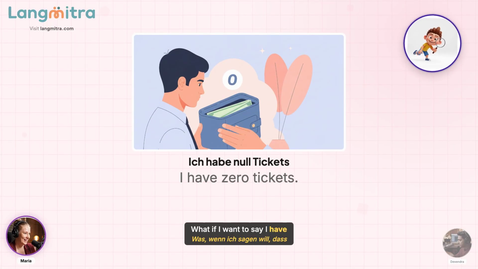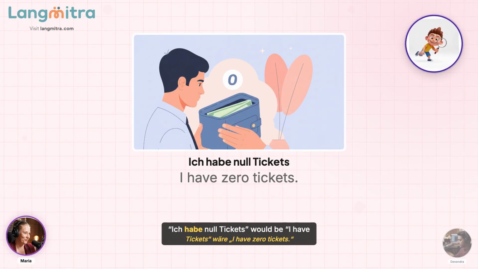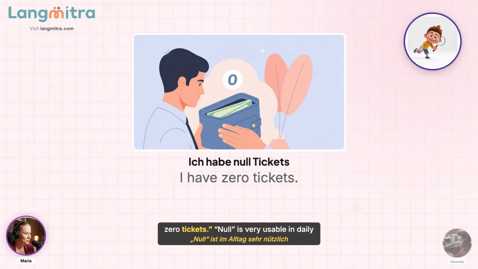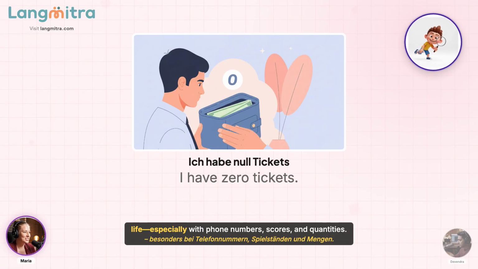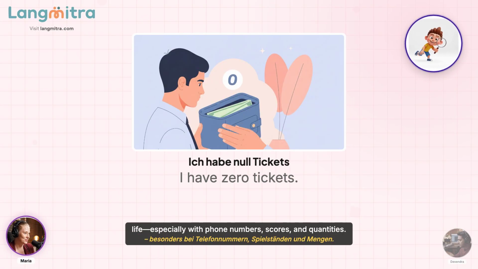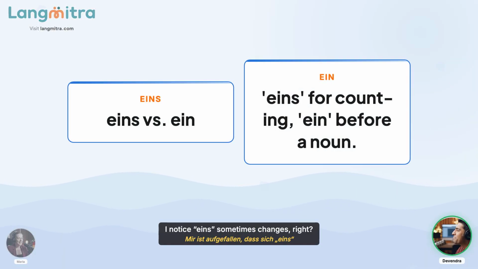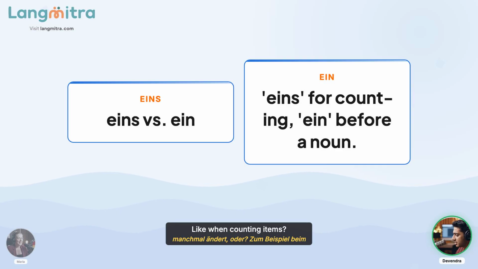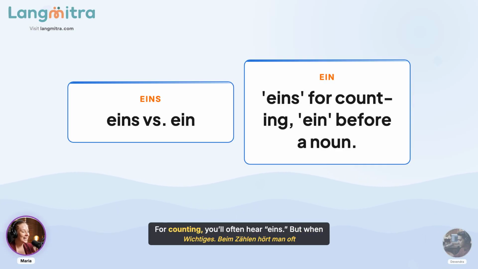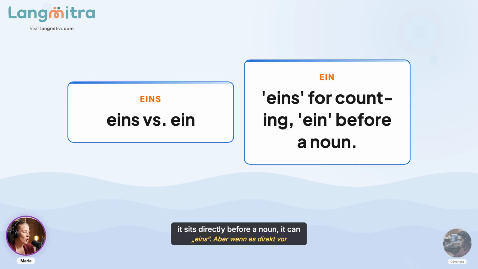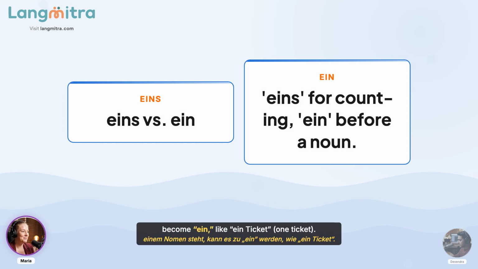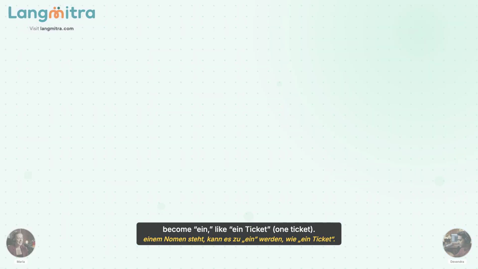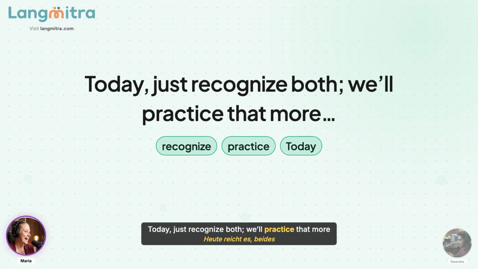What if I want to say I have 0? Great question. Ich habe 0 Tickets would be I have 0 tickets. Null is very usable in daily life, especially with phone numbers, scores, and quantities. I notice eins sometimes changes, right? Like when counting items? You're noticing something important. For counting, you'll often hear eins, but when it sits directly before a noun, it can become ein, like ein Ticket, 1 ticket. Today, just recognize both. We'll practice that more later.